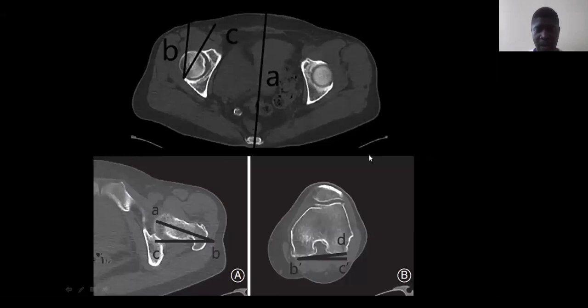Then the combined anteversion angle is measured using CT scan. The section above is showing the anteversion for the acetabulum, then the ones below are showing the anteversion of the femur in relation to the distal femoral condyle.